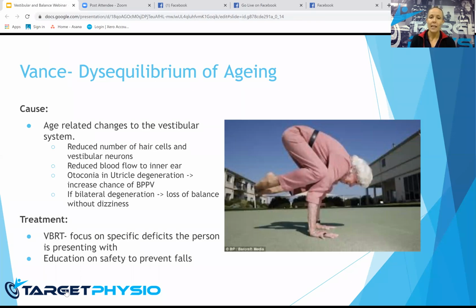So we get to have sometimes a higher risk of getting BPPV, where the crystal flows into the wrong part of the vestibular system. And if we have a bilateral degeneration, we can have a loss of balance, but without any dizziness symptoms, because both sides are still saying the same message to the brain.